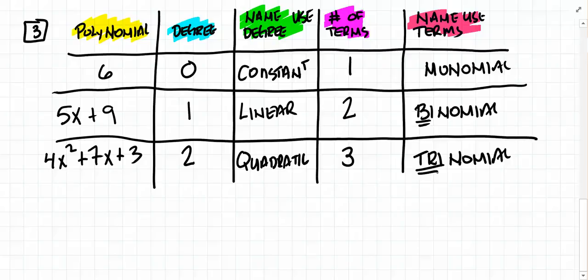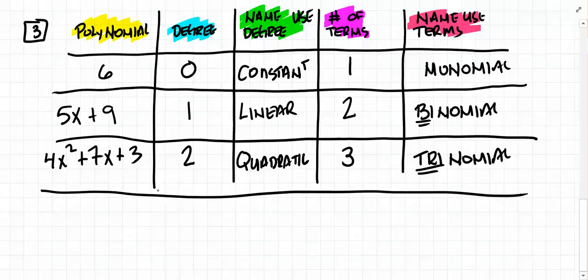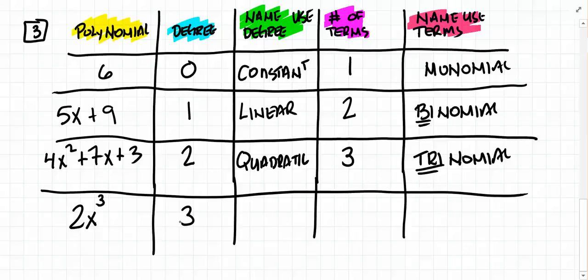I think I've got 2 more for you to do, okay? Have you ever seen it organized this way before? No, okay. Hopefully this is helping you. Let's do 2x cubed. What will be the degree of this? 3. The degree will be 3. So if I have a third degree, we call that a cubic.